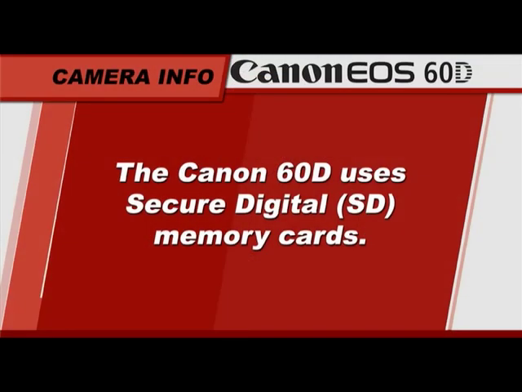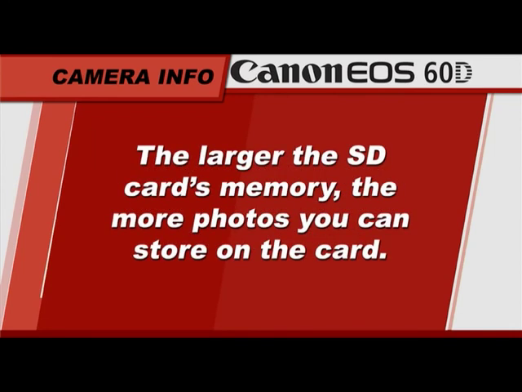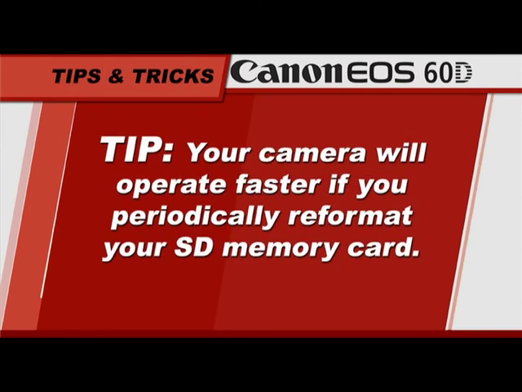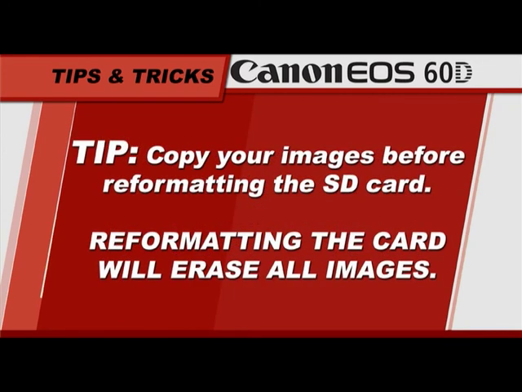Your camera uses SD memory cards. These cards are available in varying sizes from 1 to 8 gigabytes or more from third-party providers. The larger the card's memory capacity, the more images you'll be able to store before archiving your pictures. Keep in mind that your camera will operate faster if you periodically reformat your memory card rather than simply deleting images from it to free up space for more picture taking. Make sure that you don't reformat your card unless you have already copied the images that you want to save to another memory device. Reformatting your card will erase all the images.